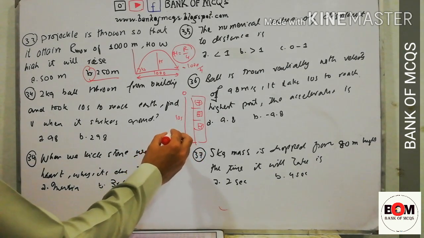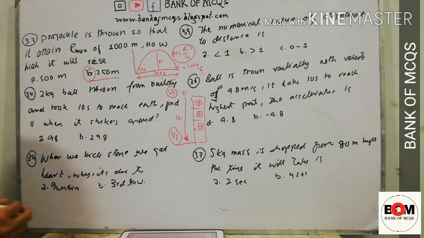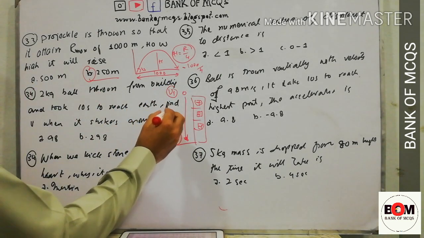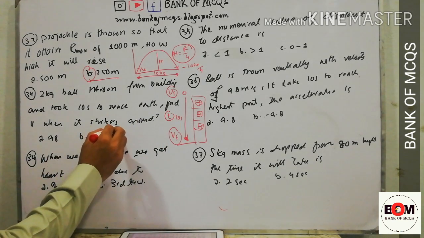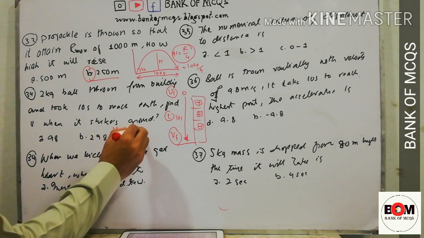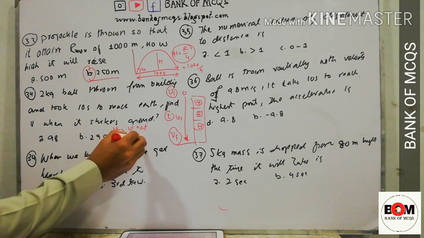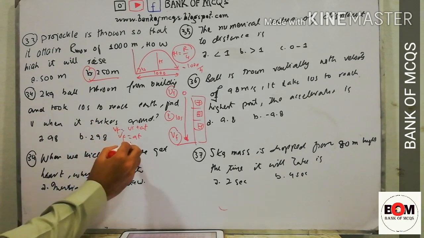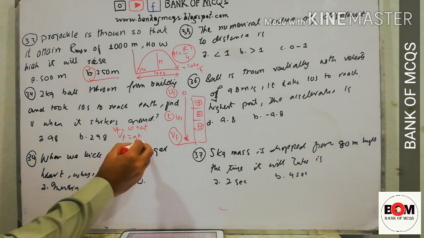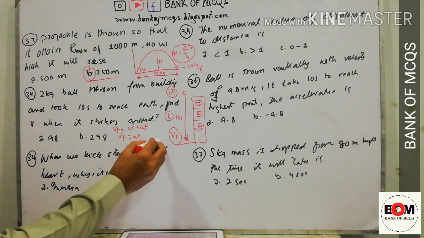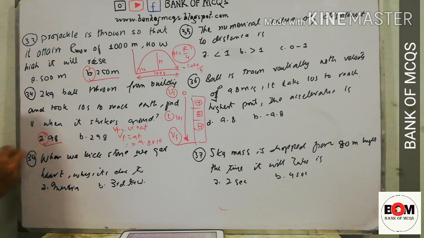So we have to find the final velocity. The ball starts from rest, Vi was 0. And they have given us the time. We are asked for Vf. So we know that Vf is equal to Vi plus at. As the initial velocity is 0, we write Vf is equal to at. So to find Vf, Vf is equal to a multiplied by t, where a is equal to 9.8 multiplied by t is equal to 10. So 9.8 multiplied by 10 is equal to 98.